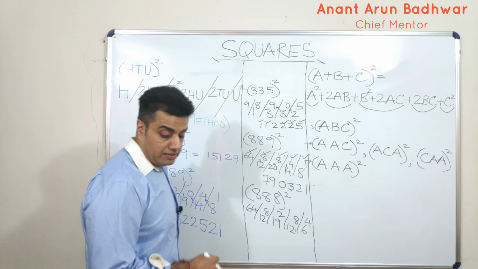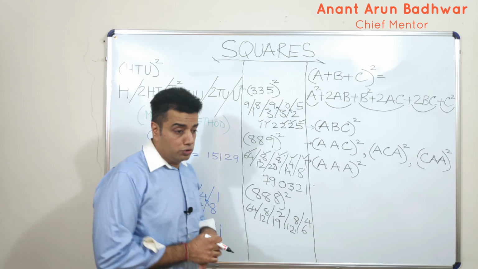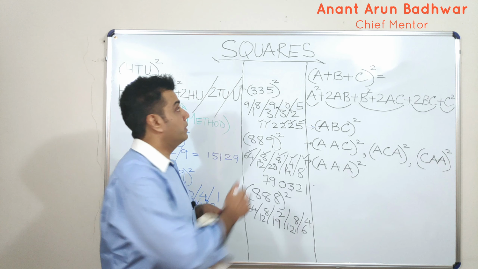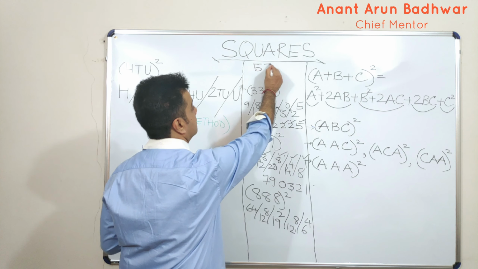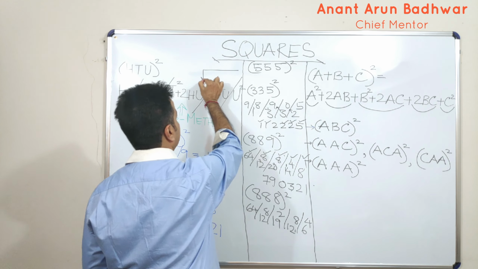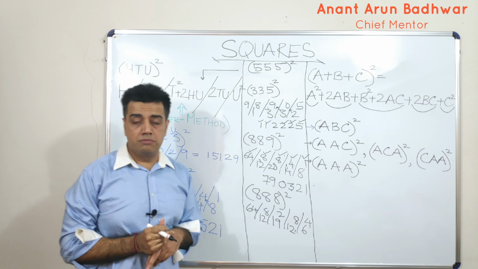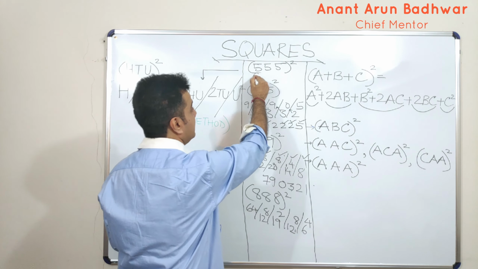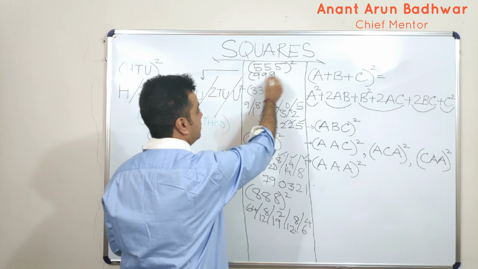Similarly, if somebody gives me a question like, do you know how to find out 555 whole square? Do you know how to find this out? Yes, with the help of mother method. Do it on your own. Can you find out 999 whole square? Yes, I have discussed it in my earlier videos as well.